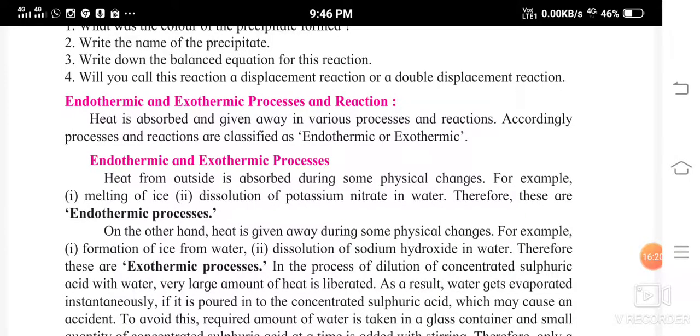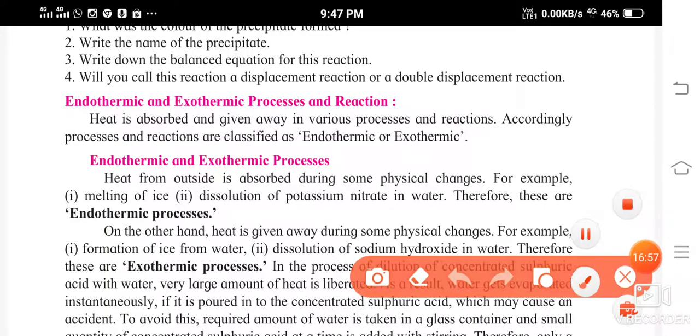Now see, the next part is endothermic and exothermic processes and reactions. Now you know something about this. Endo means what? Inside. It means heat is used up from outside to inside, isn't it? Exothermic means exo means outside, and thermic means what? Heat is released outside, isn't it?